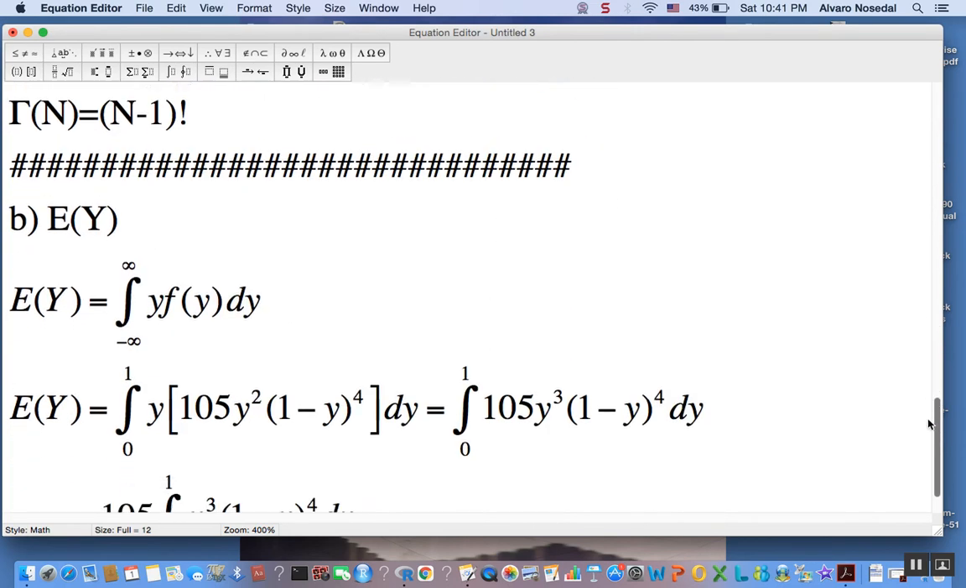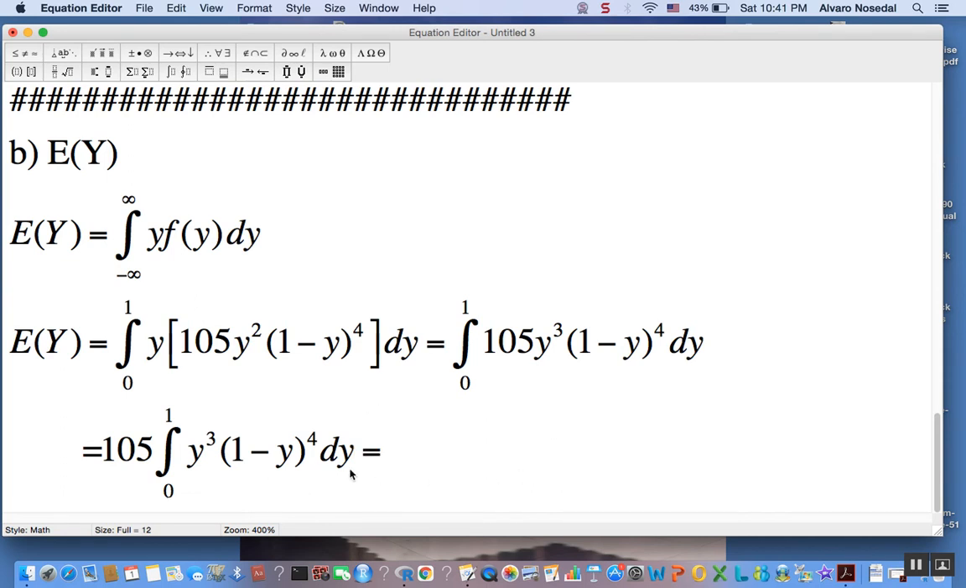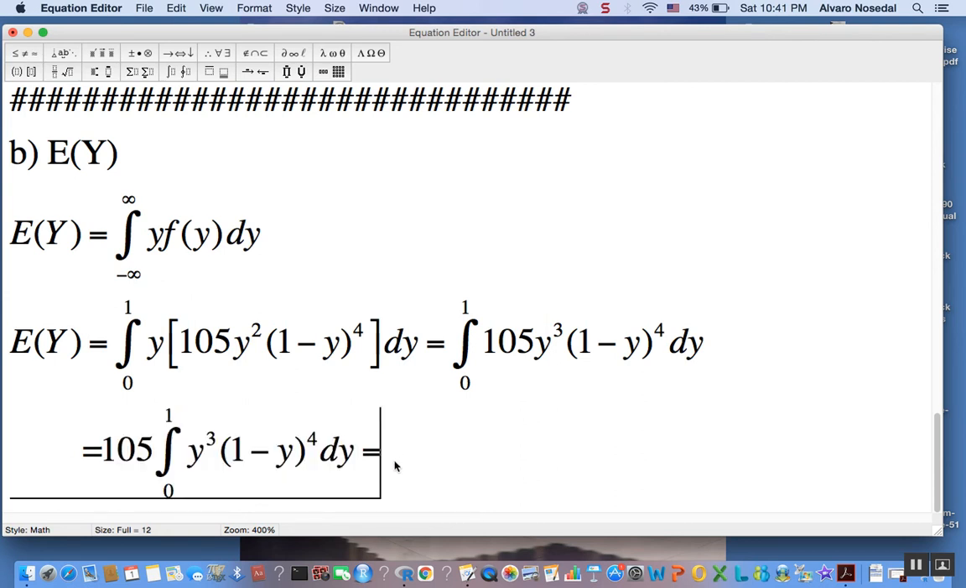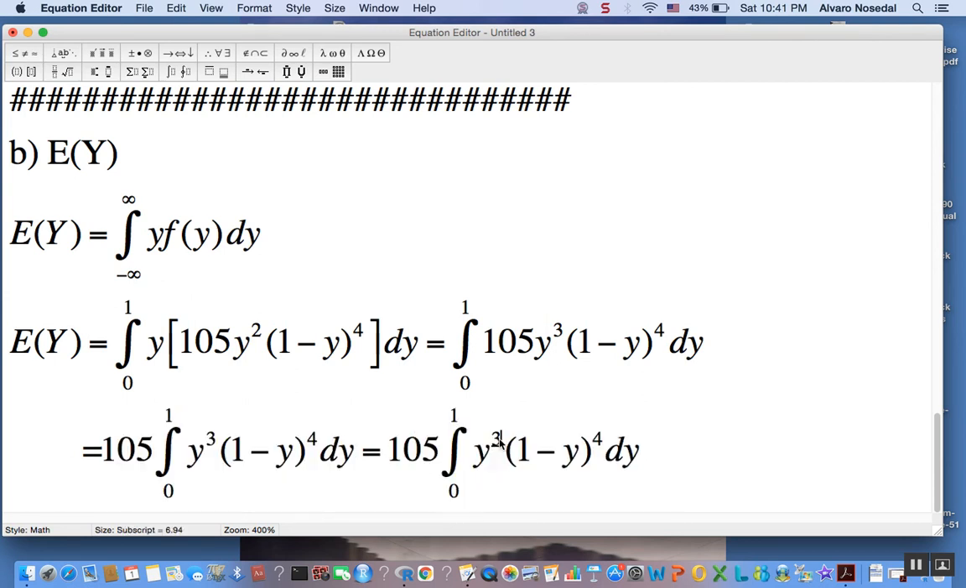So let's rewrite this. This will be the same as y to the 4th power minus 1. 4 is the same as 5 minus 1. And now what we realize is that this could be transformed into a beta with parameters alpha equals 4, beta equals 5. So let's do that.